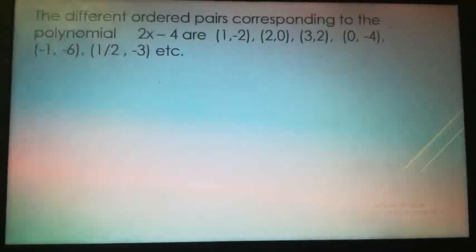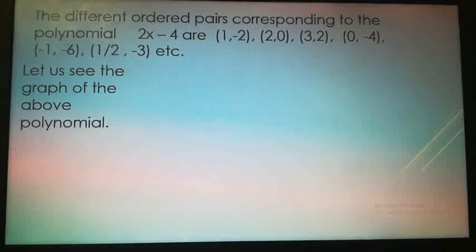Now in this example, the different ordered pairs that you get corresponding to the polynomial 2x minus 4. When x is given 1, the value of the polynomial was negative 2. So (1, negative 2), (2, 0), ordered pair (3, 2), ordered pair (0, negative 4), ordered pair (negative 1, negative 6), ordered pair (1 by 2, negative 3). So in each ordered pair, the first coordinate or first value is the value of the variable and the second one is the value of the polynomial. So we get ordered pairs corresponding to this given polynomial.